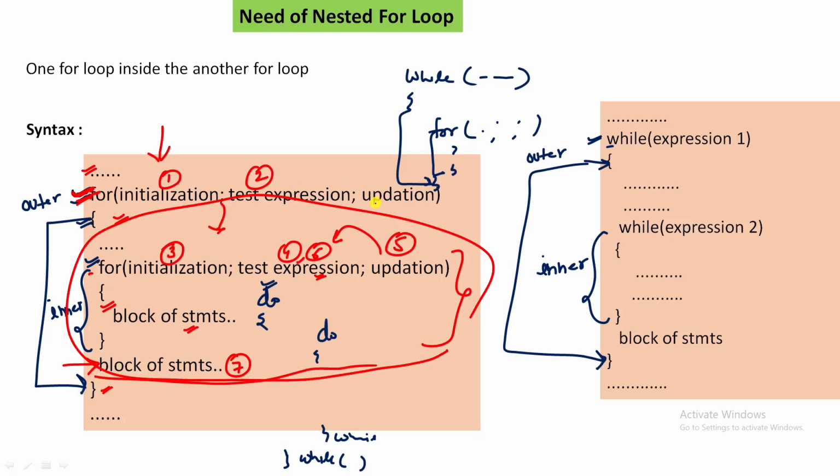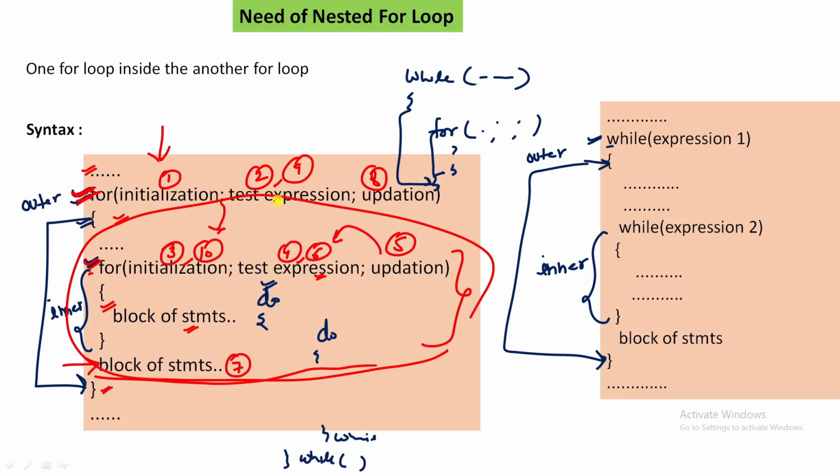execution, we will again go to updation, and then here we will do the updation, and then here we will test the condition. If it is true, again we will do the same thing. After this, we will again come to this for loop as a fresh start, and we will again do the initialization. We will again check the condition. If it is true, again we will execute this statement, and so on.